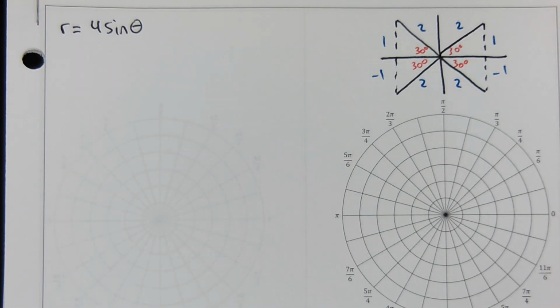Now 2 pi is coterminal to 0. So normally you wouldn't include that point. I'm going to, just for continuity's sake. It just felt like I needed to. Okay?